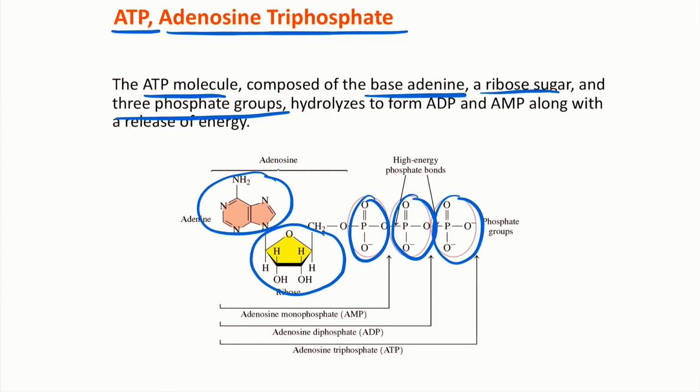These hydrolyze. If one of the phosphate groups is removed from ATP, it creates ADP. And if you further break it down, it creates AMP, which is adenosine monophosphate. So triphosphate becomes diphosphate, diphosphate becomes monophosphate. These bonds are what release the energy of an ATP molecule. So the ATP molecule holds energy in the form of high energy phosphate bonds.